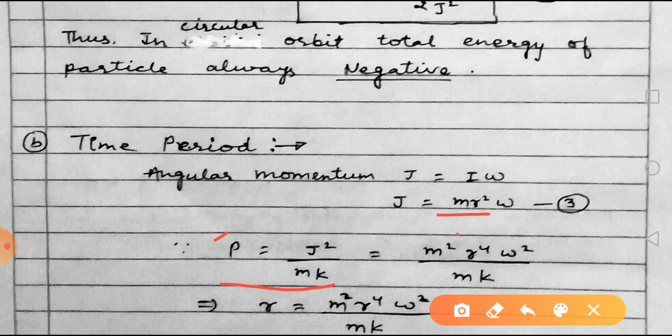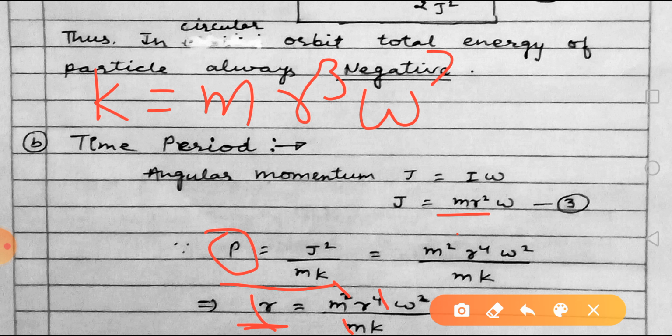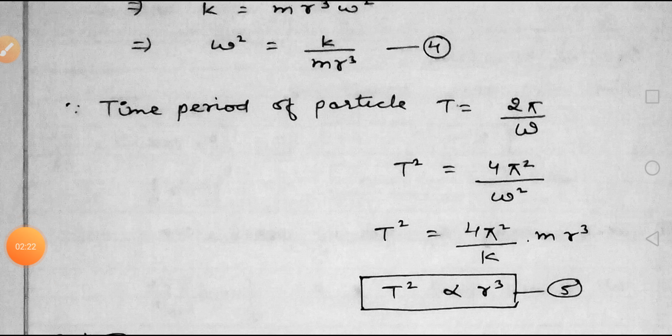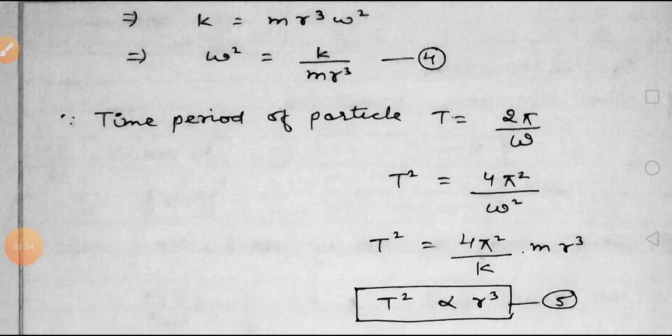We know that p is the radius, so we write p is r, and here m square r to the power 4 omega square upon mk, cancel r with r and m with m, then we get k is equal to m r cube omega square, which is here, and so omega square is k upon m r cube.